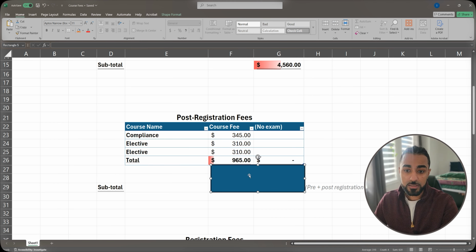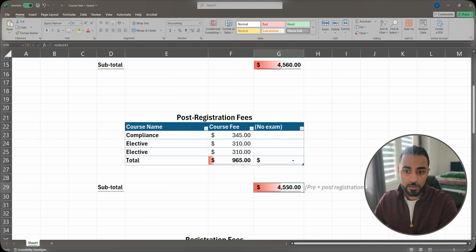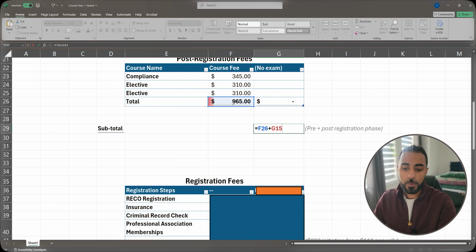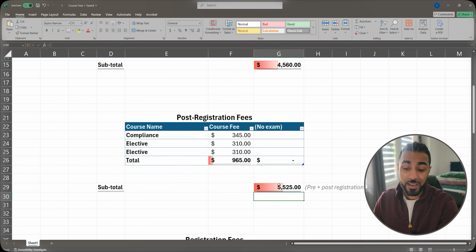And that brings us in total, actually, if I add these both together here, boom, that brings a total of $5,500. Okay, and that is in total for the pre and the post-registration phase.